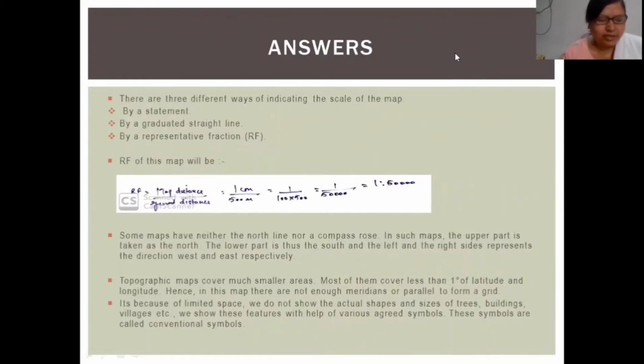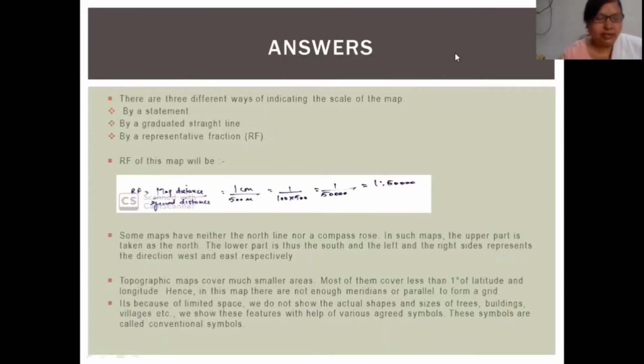Now the next question is explain in brief. Number one question is, what are the different ways of showing scale on a map? So there are three different ways of indicating the scale on a map. Number one is by a statement. Number two, by a graduated straight line. And number three is by a representative fraction. In short, we call it RF.